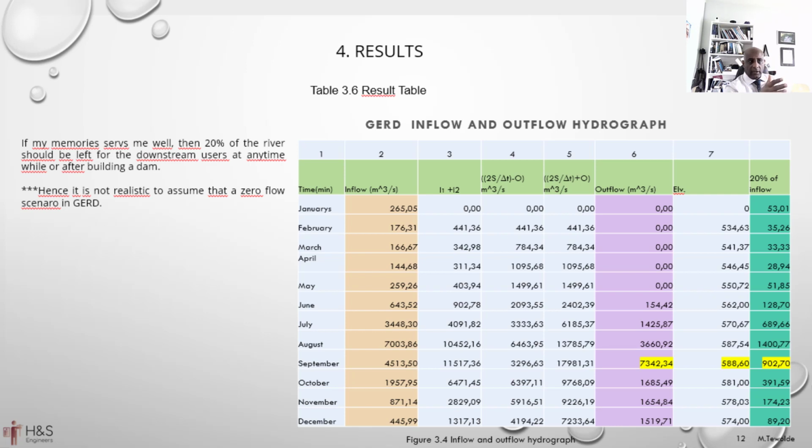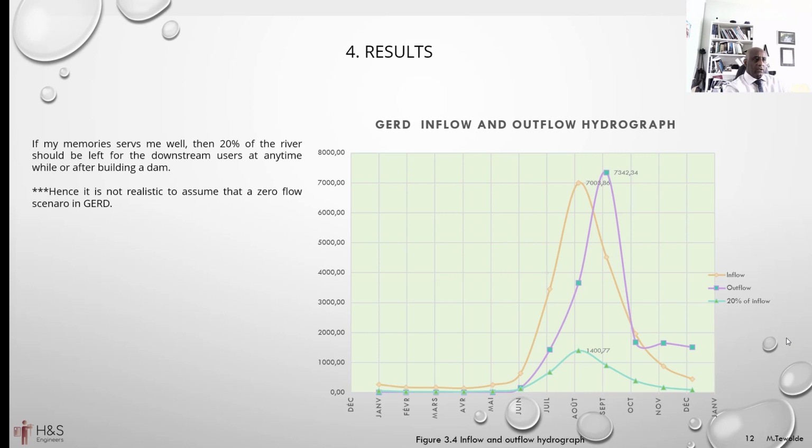Let us see what the consequences of all these things are and how we can interpret these results. This is the hydrograph that we got from these results. For example, this is the inflow hydrograph, the yellow. Because we have locked it, the penstocks are not working and all the diversions are closed, so no outflow. But in reality, there's a little bit of flow, if you consider 20% of this.